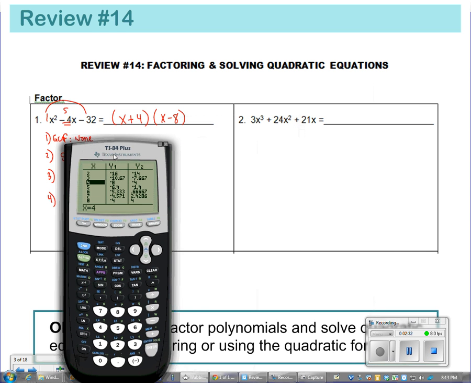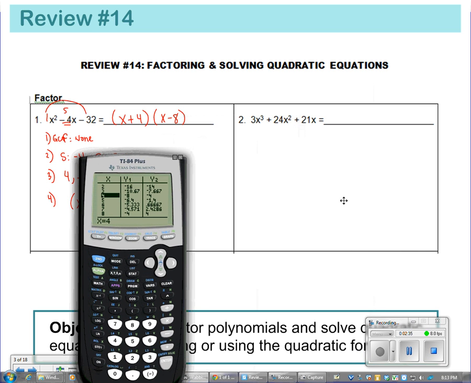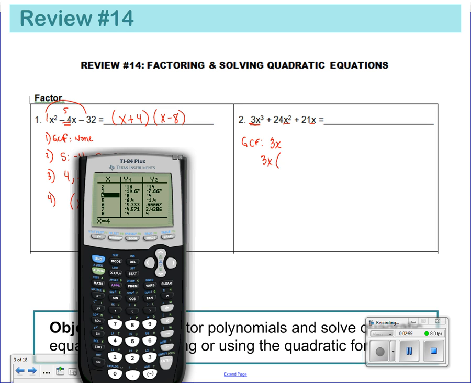Our second problem, same 4 steps. Again, it's asking us for 2 factors, so we're just rewriting as 2 factors. We're going to start with GCF. Let's look. I see a 3 in front of my x, and I also notice it has an x cubed. So I'm going to check to see, does everything else have an x? And sure enough, so I go with the x with the lowest exponent, which is a 1. Our GCF is 3x, so I'm going to factor out a 3x.